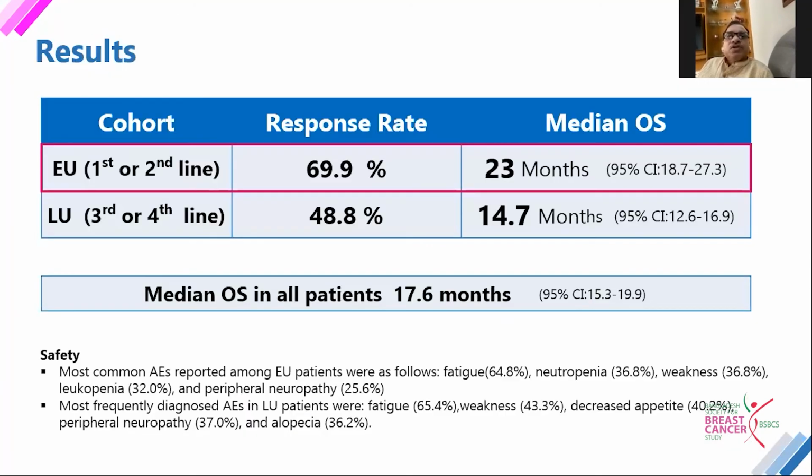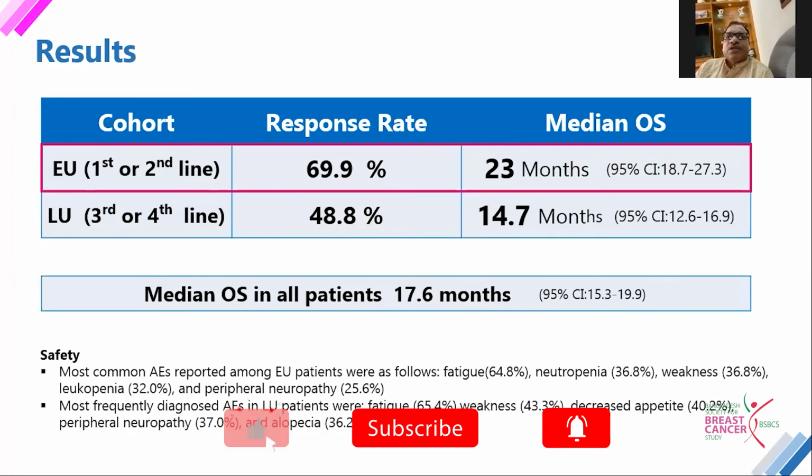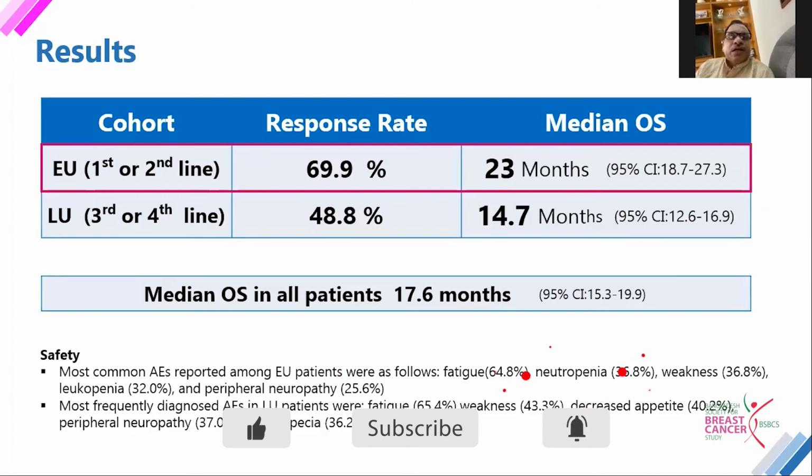Next slide. If you look at the results in the early users, that is after first or second line chemotherapy, if we use the Eribulin, the response rate is 69.9% and median survival is 23 months. In the late users, that is after third or fourth line chemotherapy, the response rate is 48.8% and median survival 14.7 months. Median overall survival for all patients is 70.6 months.